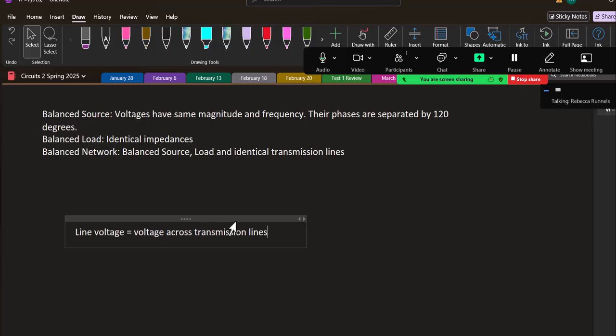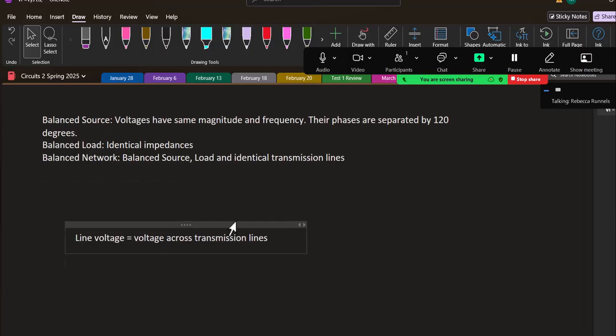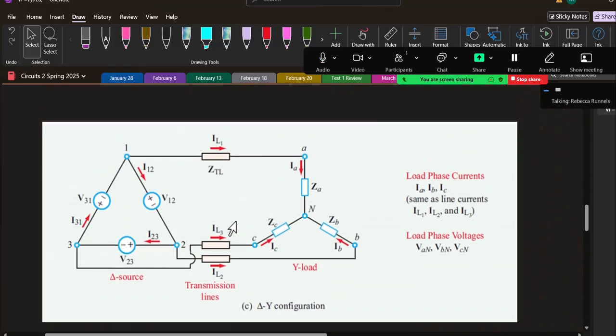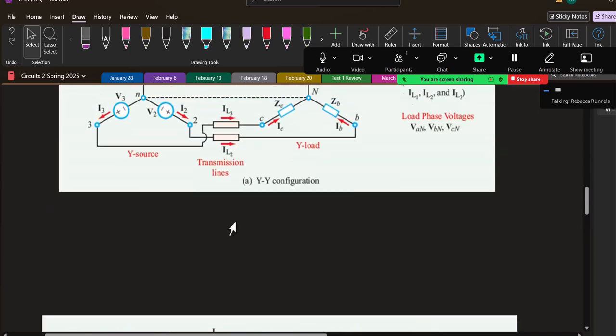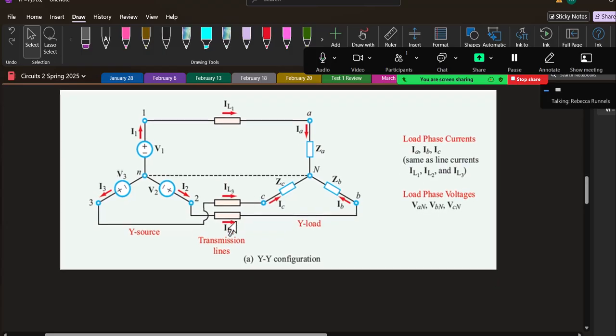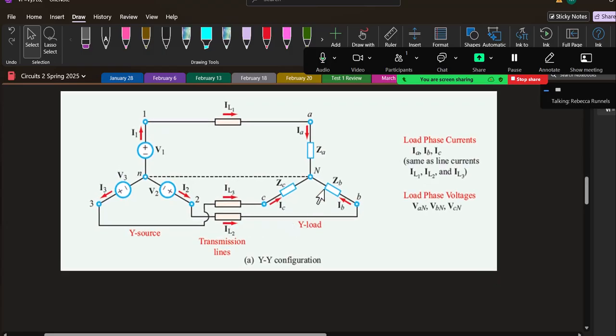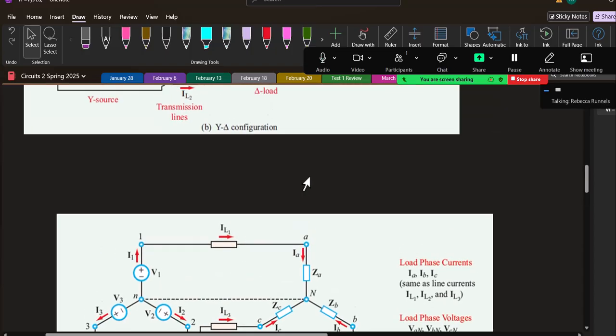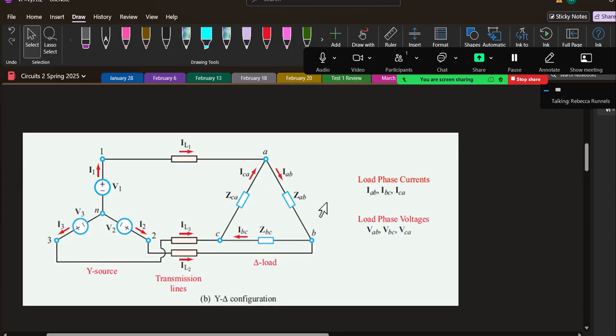For which load configuration are the phase voltages the same as line voltages? Phase voltages the same as line voltages. So, when we're talking about phase voltages, we're typically talking about the load.